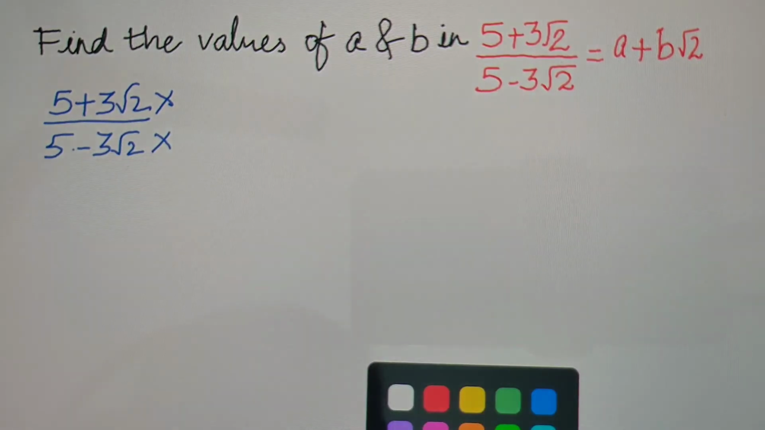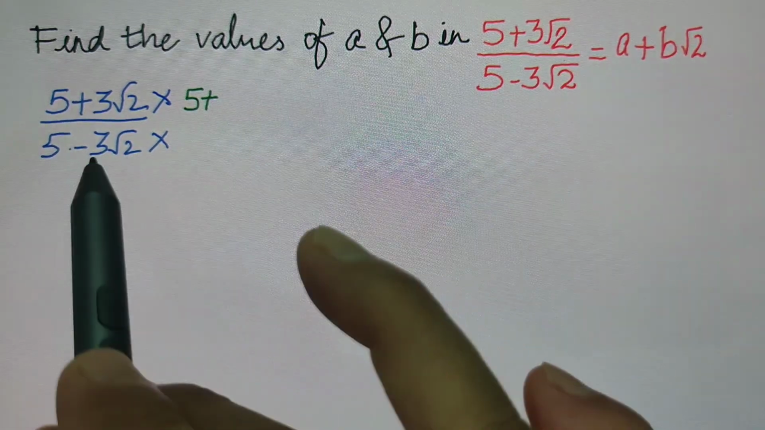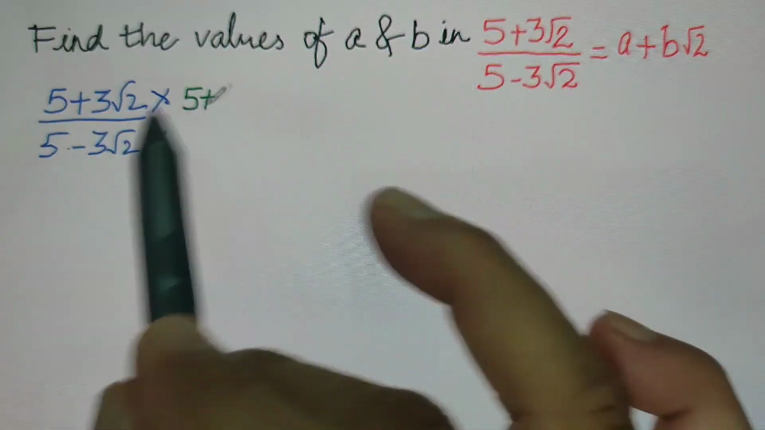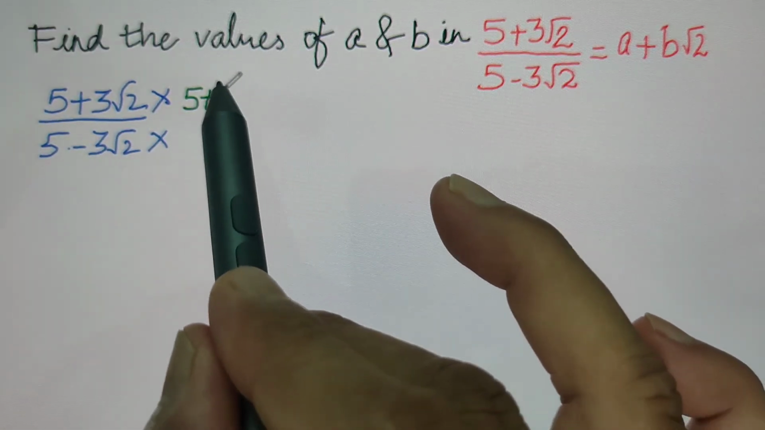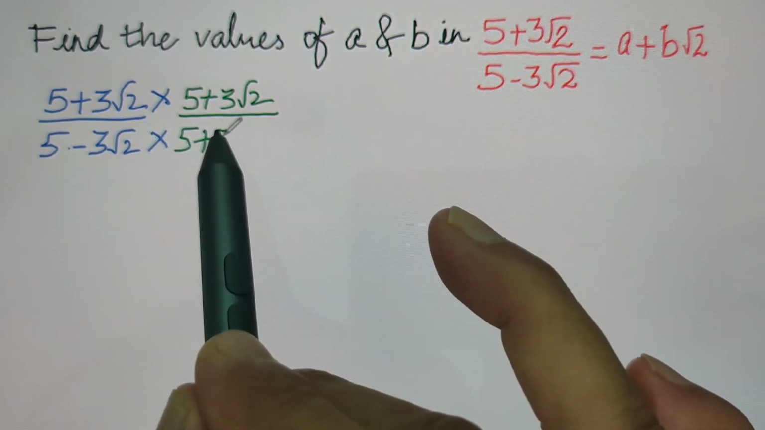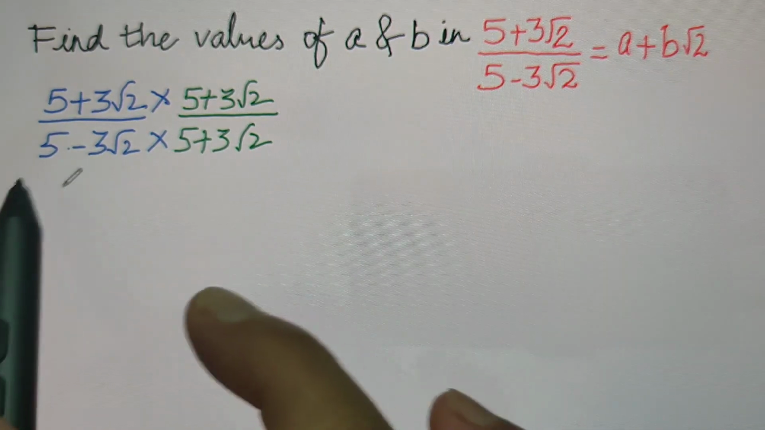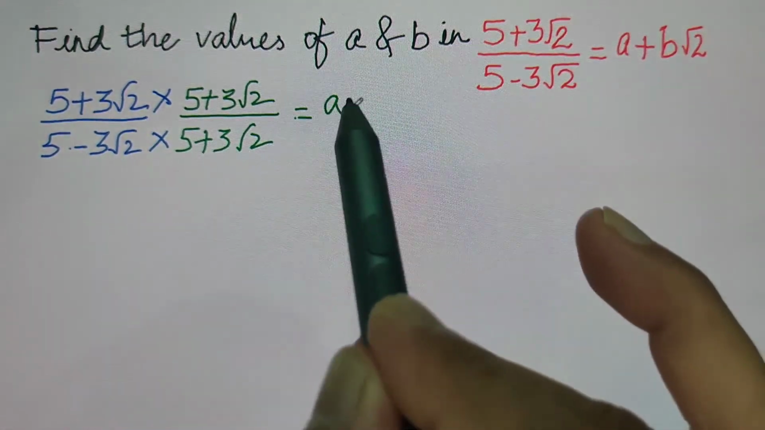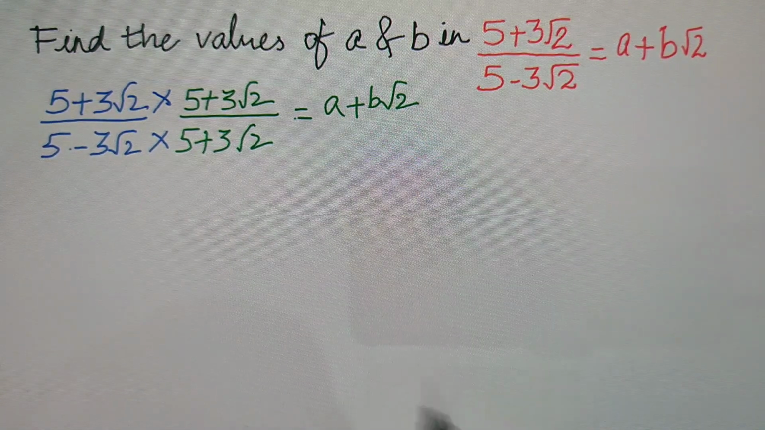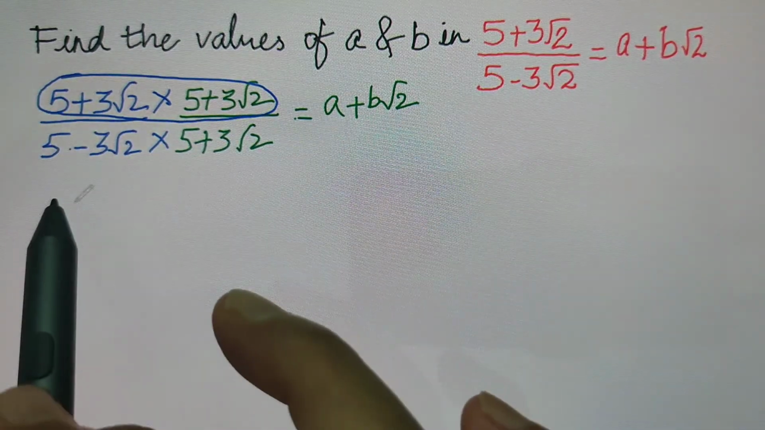rationalize the denominator. Rationalizing the denominator means eliminating the root part from the denominator. So I'm going to multiply it with 5 plus 3 root 2, 5 plus 3 root 2. We'll take the conjugate terms, which is equal to a plus b root 2. Fine. Now here we are having the numerator same.